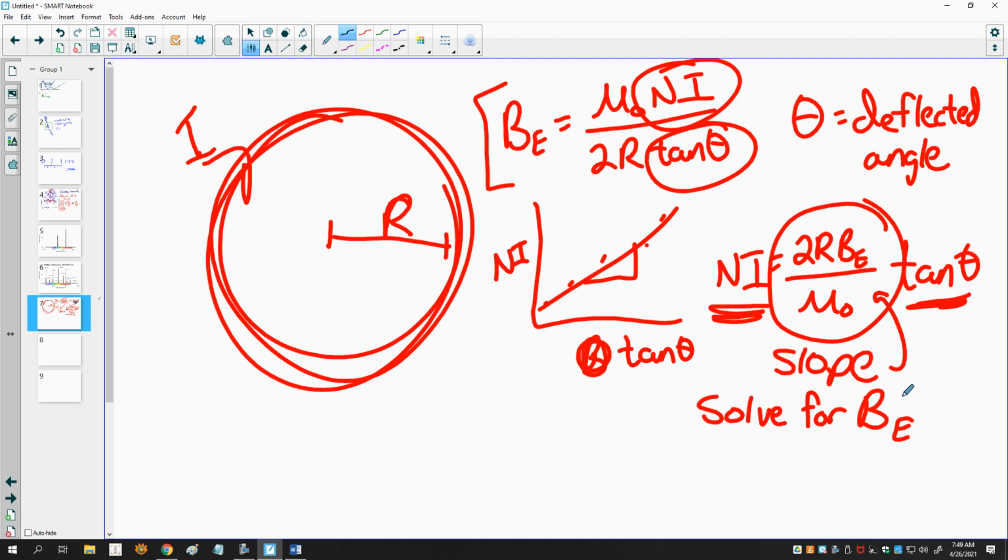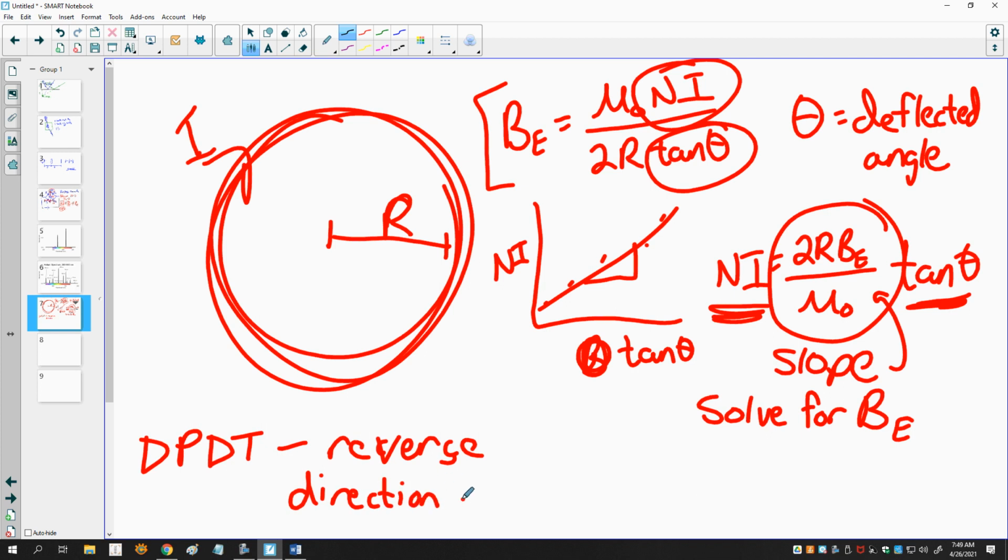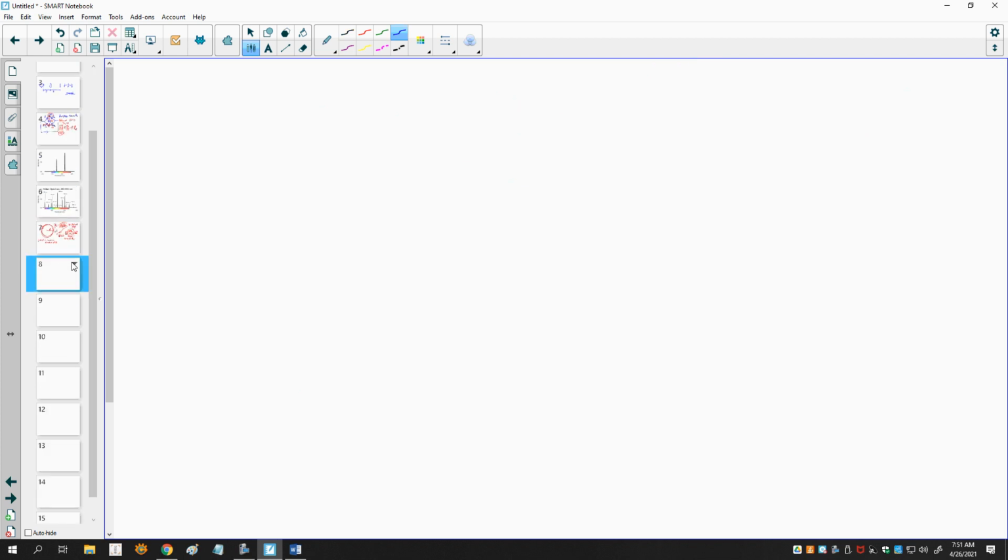You need to describe the purpose of a double pole, double throw switch. A double pole, double throw switch is used to reverse the direction of the current. I'm not sure if your faculty are going to require you to do this, but I'm going to go ahead and describe it on experiment 7 with the double pole double throw switch.